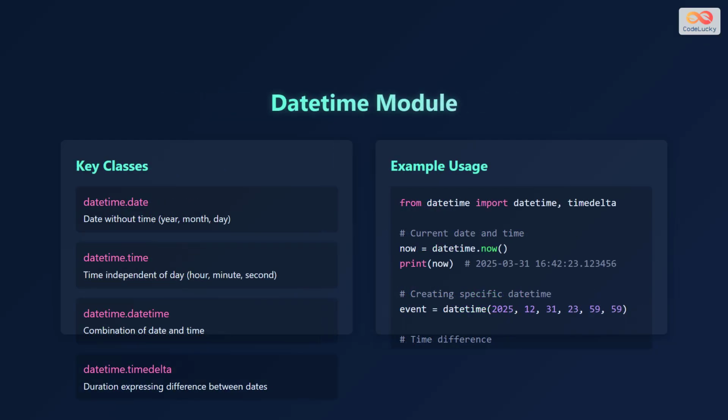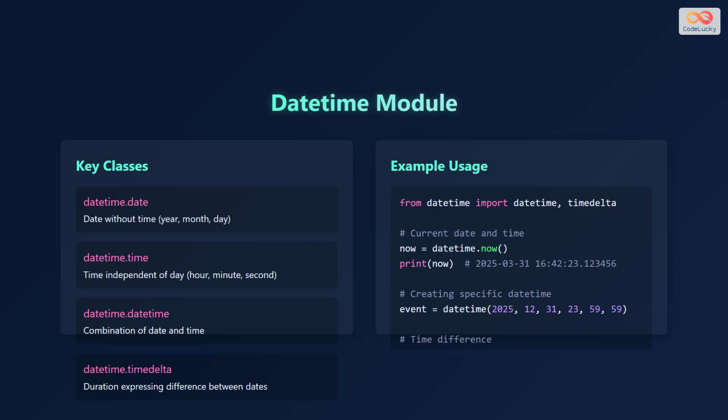The datetime module provides classes for working with dates and times. The key classes include datetime.date, which represents a date without the time, including the year, month, and day, datetime.time, which represents a time independent of the day, including the hour, minute, and second, datetime.datetime, which is a combination of both date and time, and datetime.timedelta, which represents a duration, expressing the difference between two dates or times.